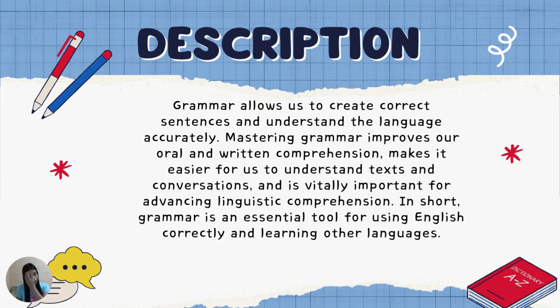The next is the description, and that says grammar allows us to create correct sentences and understand the language accurately. Mastering grammar improves our oral and reading comprehension, makes it easier for you to understand things and conversations, and it's vitally important for advancing linguistic comprehension. In short, grammar is an essential tool for using English correctly and learning other languages.